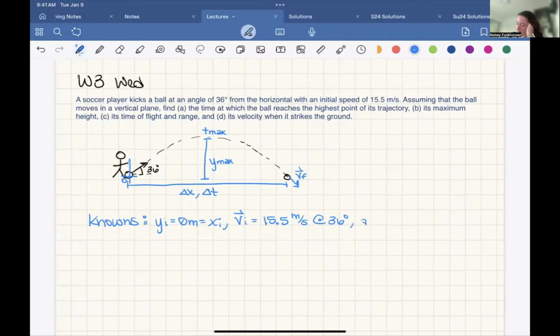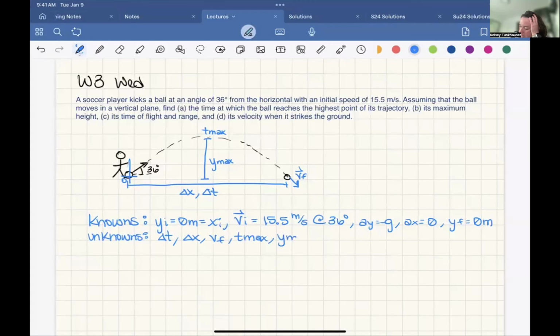And then the acceleration in y is negative g, and acceleration in x is 0. And then I guess we can also say that the final position in y is 0, at least eventually. It's not necessarily the final position for finding the maximum height. And then our unknowns: we don't know the time interval, we don't know the displacement, we don't know the final velocity, and we don't know the time to maximum height or the max height.